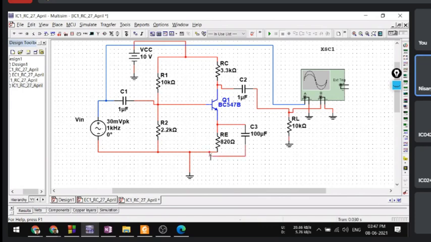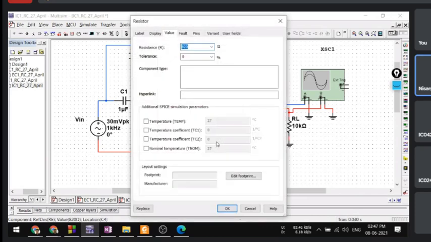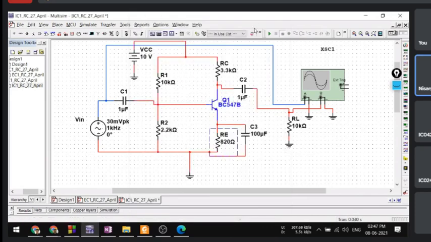So let me say, if you don't remove the bypass capacitor, what happens, student? Let us take RE as 820 ohm instead of 1000 ohm. Correct. Let us take it 820 ohm. So let me run it.